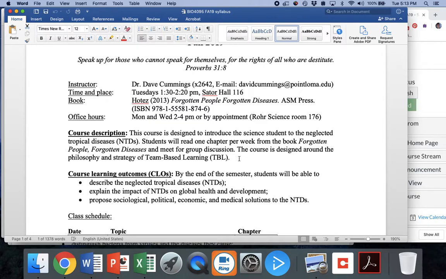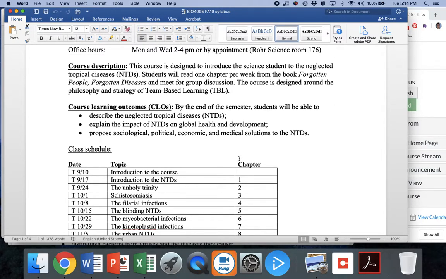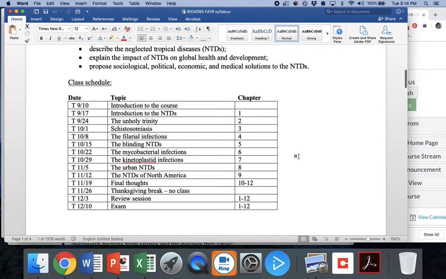The course description: it is designed to introduce you to the neglected tropical diseases. 1 chapter a week from Forgotten People, Forgotten Diseases. We'll meet for group discussion, all based on a team-based learning model. Your learning outcomes by the end of the semester: I want you to be able to describe the NTDs, to explain the impact of the NTDs on global health and development, and to be able to propose creative sociological, political, economic, and medical solutions to solving the NTDs.